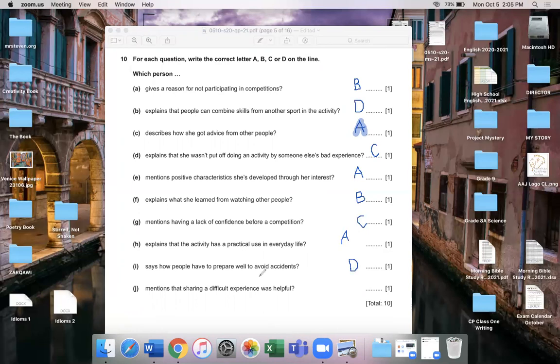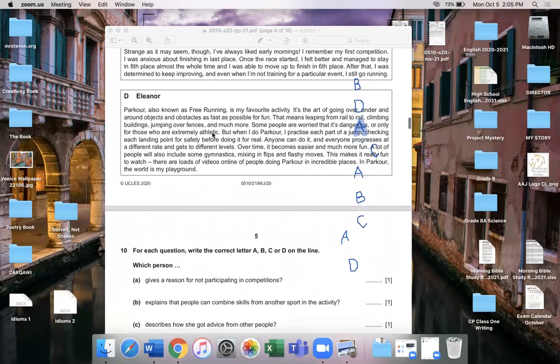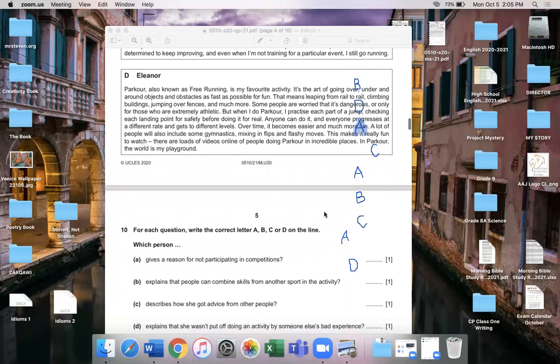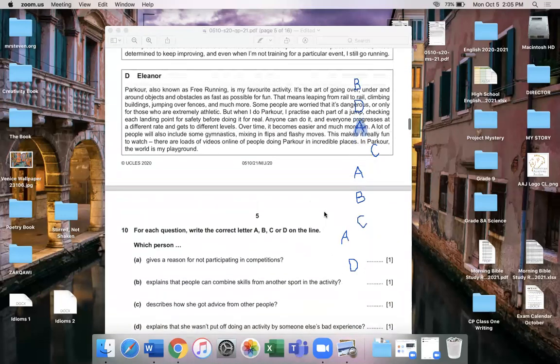When I took this before, I said D as well in the end because I had the same exact process that you had. Because I thought, is it the one who broke her shoulder? And I remembered, oh no, it's Eleanor. Yeah, okay, D is clearly the answer for says how people have to prepare well to avoid accidents.